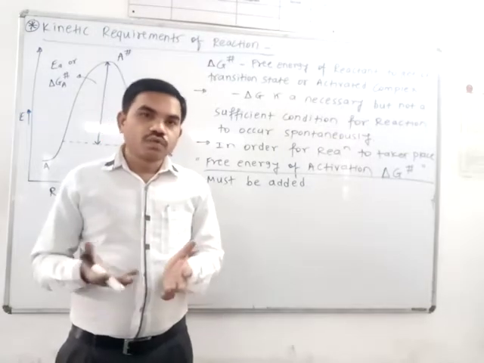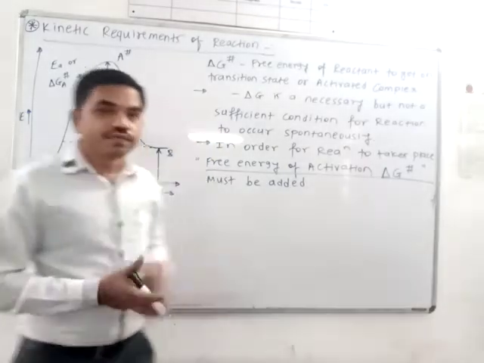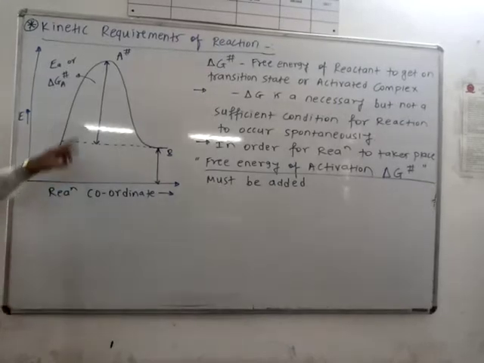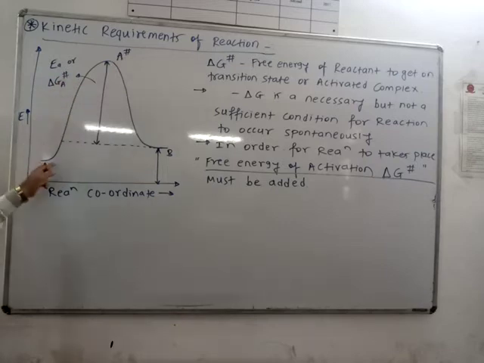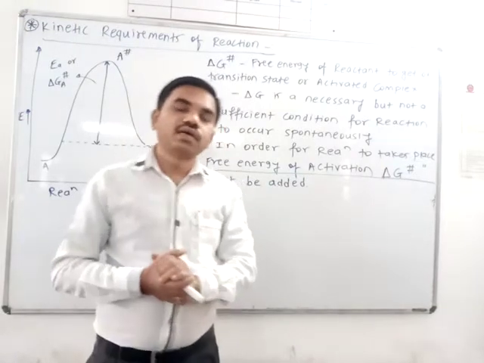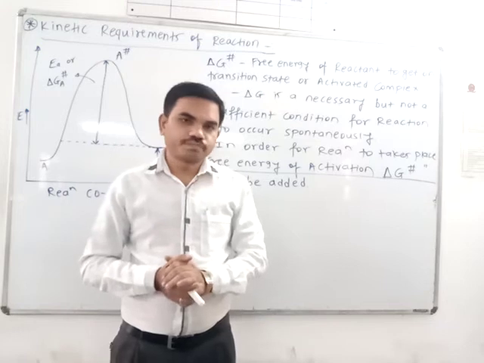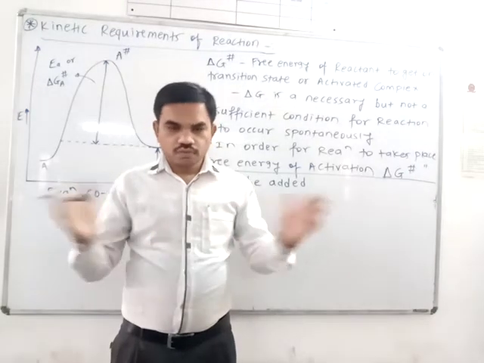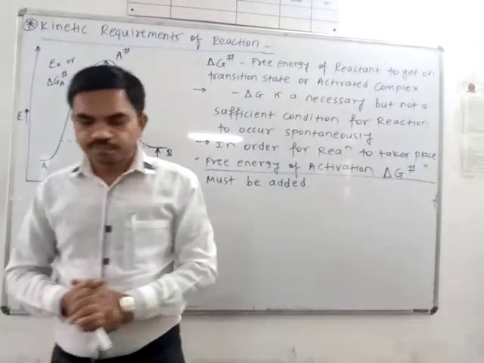And you know what is meant by delta G double dagger? That is the energy of activation, the energy difference between the energy of reactant A and the transition state. We have to add that energy difference in the reaction for the kinetic way, so this is the kinetic requirement of a reaction. Both paths are different, and we have to see them again one by one.